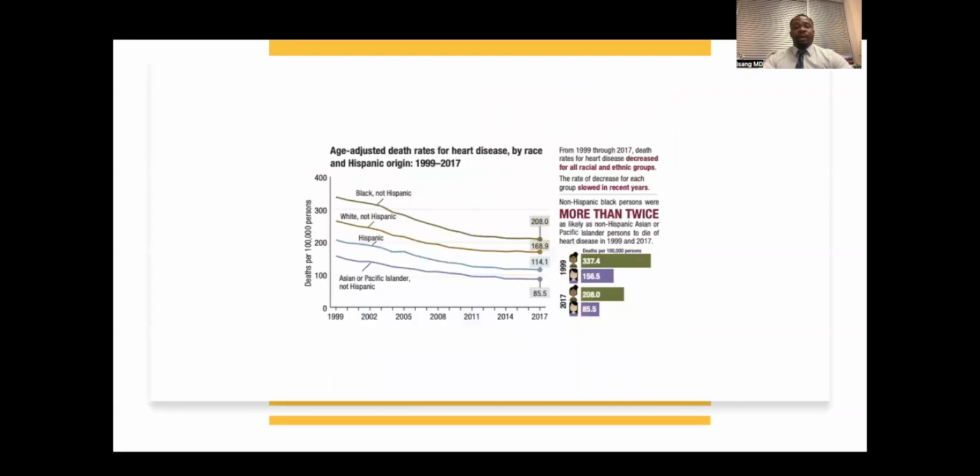But not all things are bad. One of the things I can say is that since the 1990s, we have seen a steady decline in heart disease outcomes. But unfortunately, there's still a significant disparity, meaning that African Americans are still at higher risk and have higher probability of bad things happening compared to other race and ethnic groups.